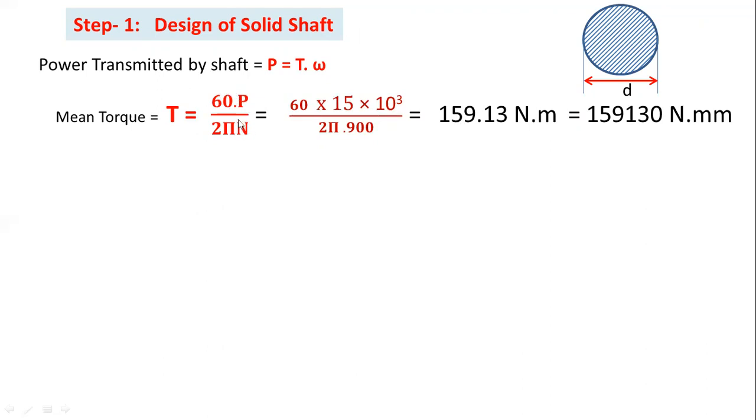Already we know the speed of the shaft, N equal to 900 rpm, and power P equal to 15,000 Newton meter per second, that is 15,000 watts. So from this equation, you can get the value of mean torque. Torque T equal to 159.13 Newton meter. Here the power is in Newton meter per second, so the torque value is also in Newton meter. After getting that, you have to convert this meter into mm. 1 meter equal to 1000 mm, so 1,59,130 Newton mm is the mean torque.